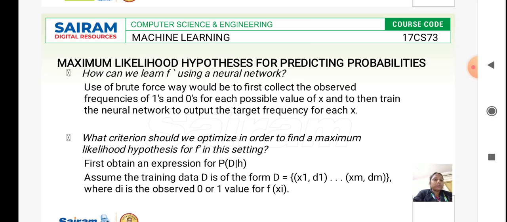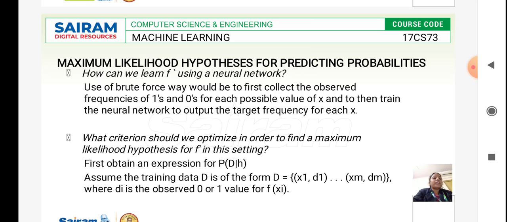We are going to analyze the frequency of occurrence of possibilities, and with the observed outcome, we are going to train our neural network. This is the concept we have in the maximum likelihood hypothesis. We are going to implement the probability concept. Here we are going to use the brute force concept for making the maximum likelihood hypothesis occur.